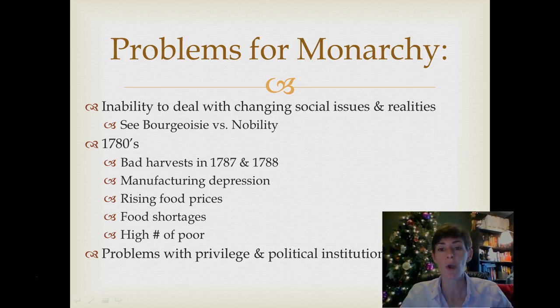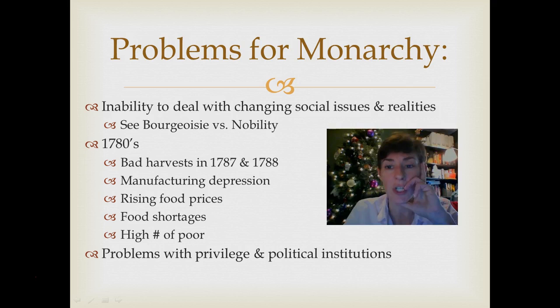All right, so problems for the monarchy. They had an inability to deal with changing social issues and realities, seen in the bourgeoisie versus nobility. They were not actively managing this problem between those two. In the 1780s, you had bad harvests in '87 and '88. You had a manufacturing depression, rising food prices, food shortages, and a high number of poor people. So even though the economic outlook was good during this particular set of years, it was bad. It was a perfect storm of items that paved the way for the French Revolution to take place. You also had a lot of problems with privilege and political institutions.